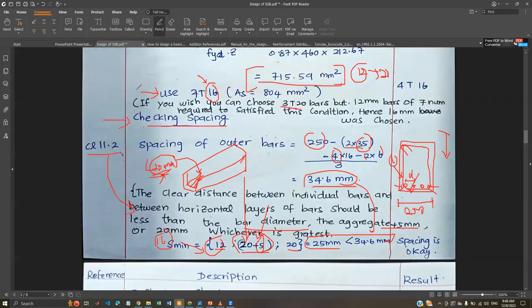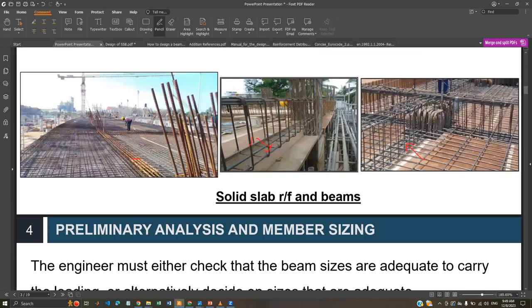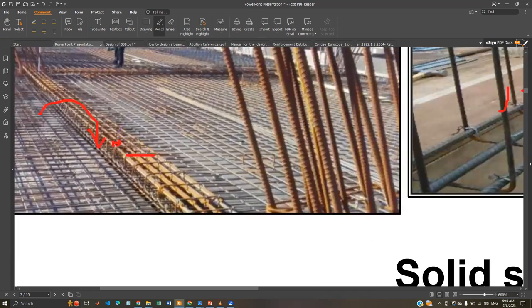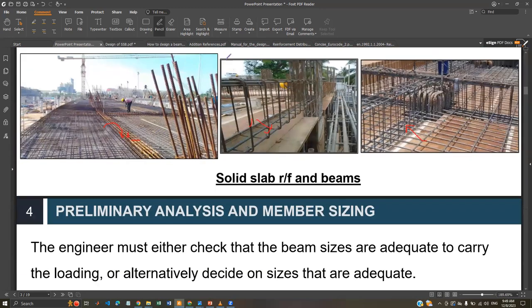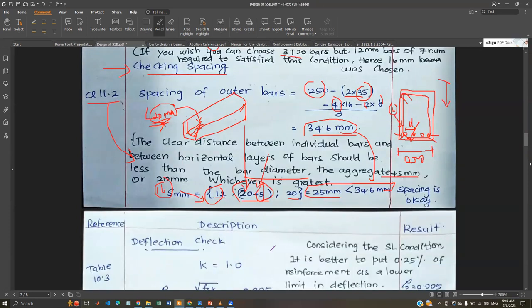So this is the one reason. And one more reason: if you look at site conditions, when you pour the concrete here, the concrete should go in evenly to both the beam and the slab. If the spacing between the bars is less than 20 millimeter, the aggregate will not flow into the beam. Eventually the strength of the beam will be affected. That's the reason why we need to check this part as well. So are you clear now?